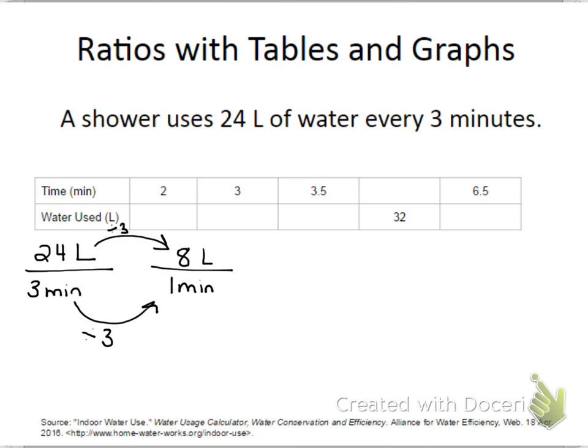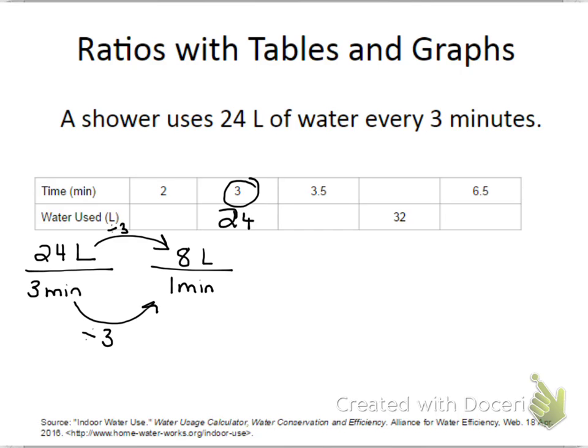Okay, in our table, we have time here, and then we have water. We need to look at, for every amount of time in minutes, how much water is used. So here we have, in 3 minutes, we use 24 liters of water. And here it says 3 minutes. So we can already put our 24 in here, and we got that from the question. But now we need to figure out the other blanks and fill them in.